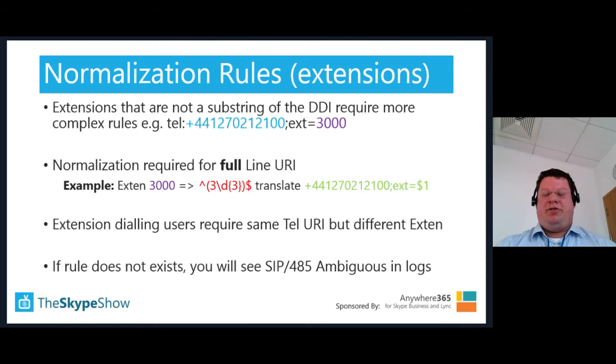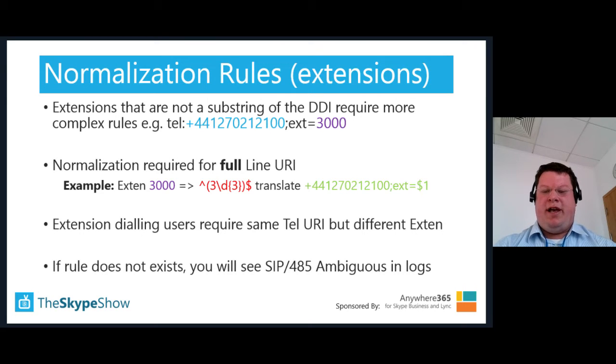For extensions that aren't a substring of the DDI, it's a bit more complicated. Here in the example, we've got a DDI ending in 2100, but we have an extension of 3000, which we can't globally normalize into any kind of conventional range. So we have to create a normalization rule for every user who has this type of URI and DDI. If you don't do that, then when somebody dials an extension number, the call is going to fail, and we'll get some error messages in Snooper.